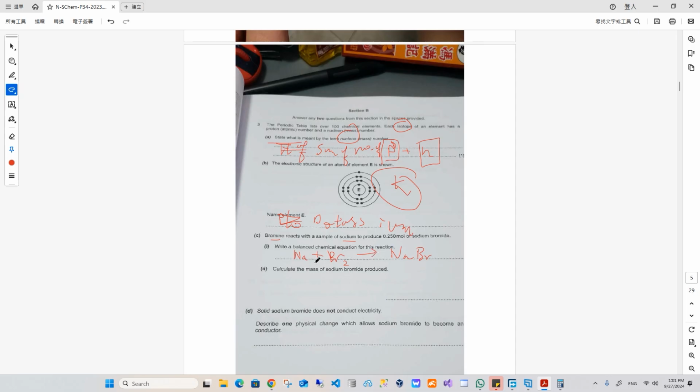Then you got to balance it. 1 to 1 seems okay, but I have 2 bromine atoms here, I cannot have half, so I got to make it 2. When I make it 2, then the sodium needs to be 2, so it's 2 sodium and 2 NaBr. So, done.